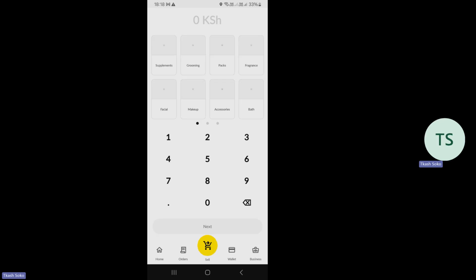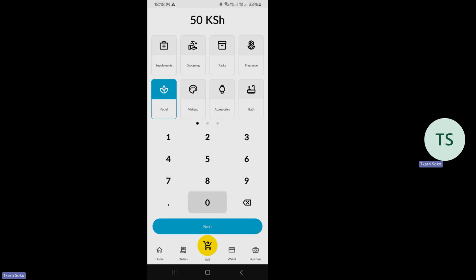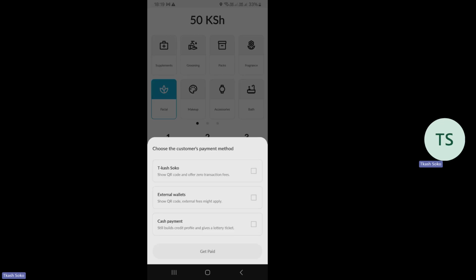Maybe this person wants to buy something under the facial, and this might be the baby gel costing 50 shillings, something of that sort. And then I press on next. When I press next, I have to choose the customer's payment method, meaning which method they are paying with. For this one, I'll not choose Tcash Soko, and I'll not choose the external wallet on purpose, because I want us to see how this transaction can be done on a cash basis and still have the record kept by the app. So I'll proceed to cash payment, which is the last option.